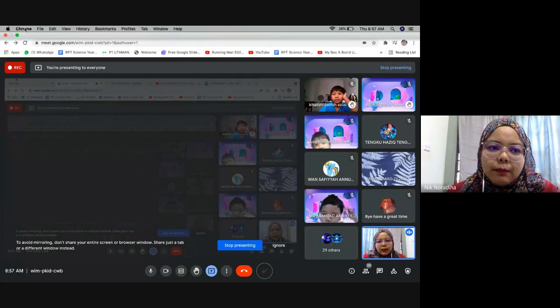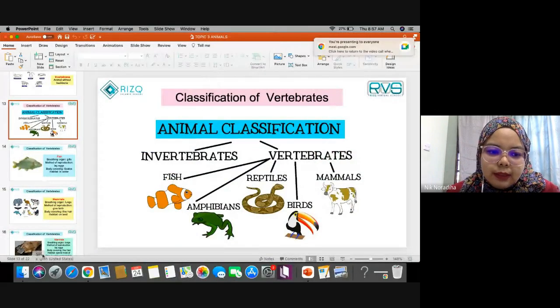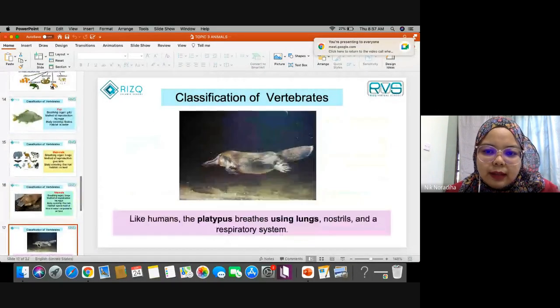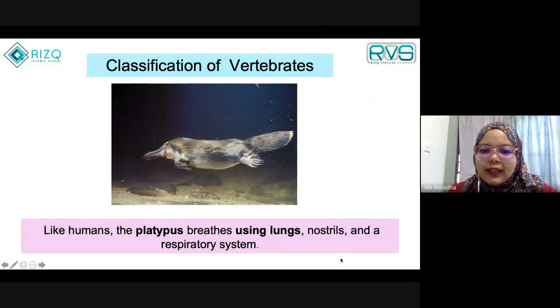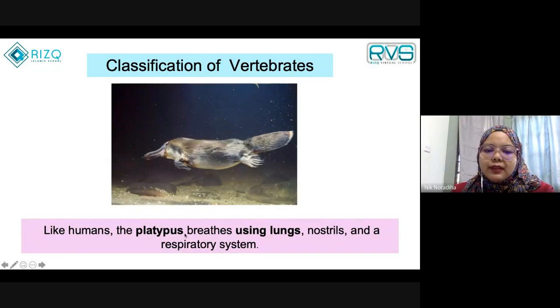One more thing about the platypus just now. This one, platypus, right? How to spell platypus? Here, platypus. When the platypus dives into the water, its fur, its fine hair, will still be dry. They don't get wet.